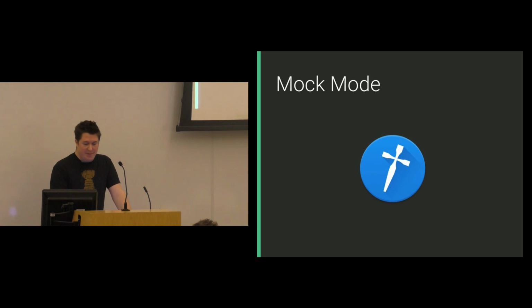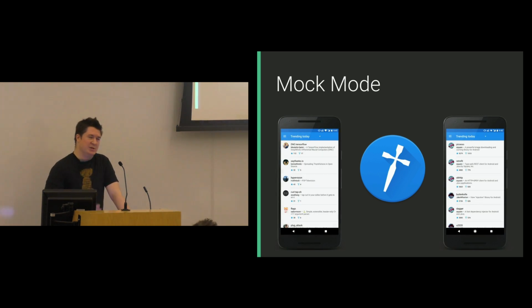If you want to see a sample, I wrote an app called U2020. It's getting a little old, probably needs a little love, but it contains Mock Mode. So it just hits the GitHub API for some trending repositories. On the left is the real data. On the right is mock data.